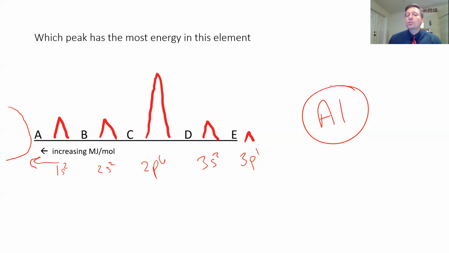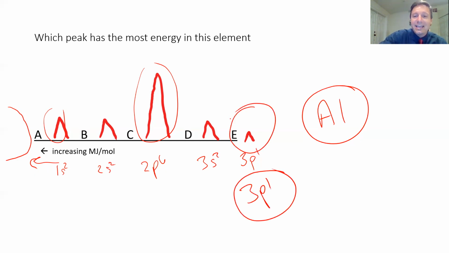Which has the most energy? Please don't let that trick you. You might want to say, oh, this peak right here. Or you might say, oh, this here because it's the tallest. That's not correct. The highest energy level is 3p1. So right here, E has the most energy. I know that sounds a little tricky. Please follow it through that logical thought process and you'll be okay.